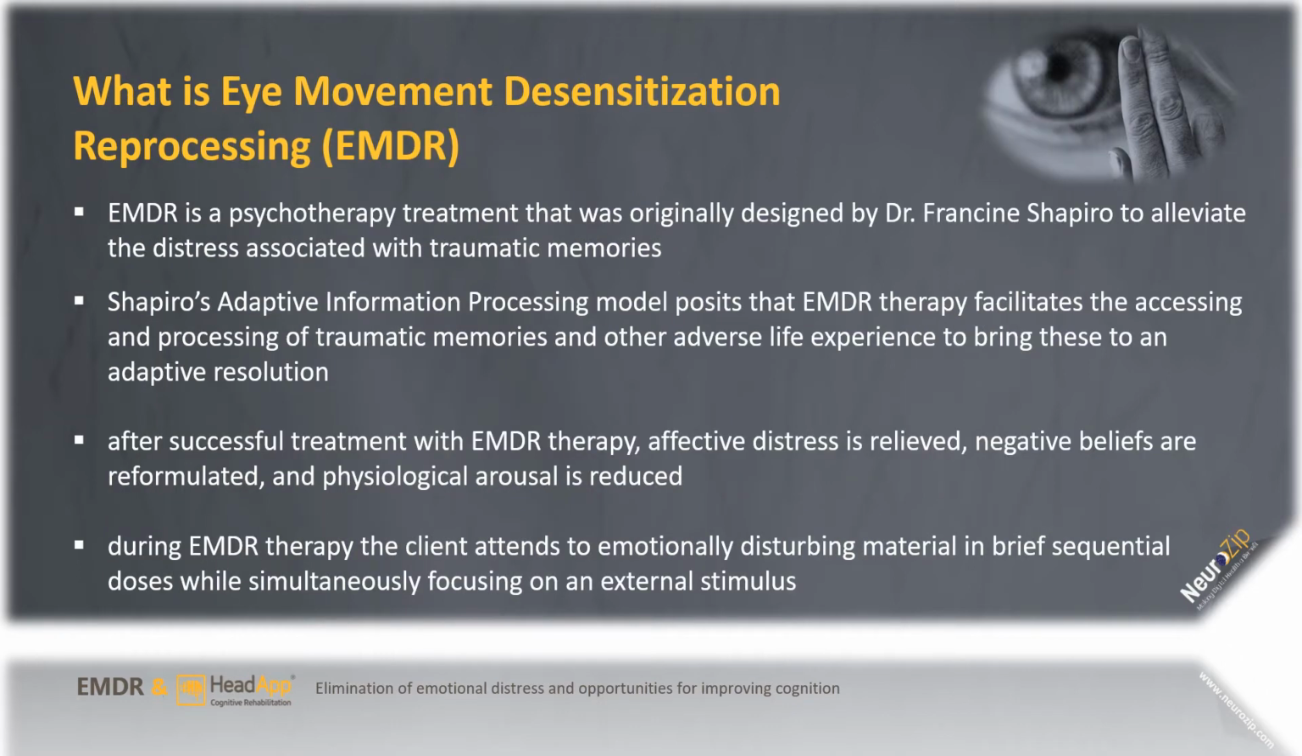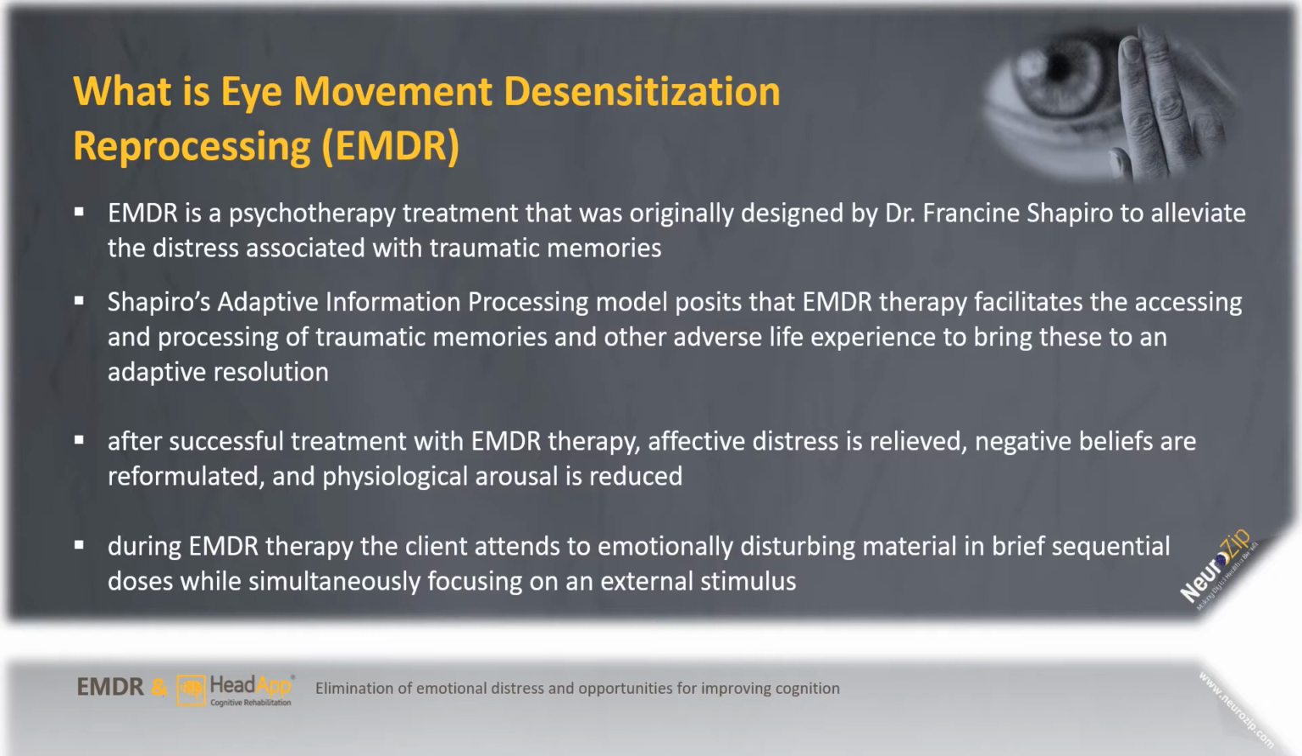EMDR is a psychotherapy treatment that was originally designed by Dr. Francine Shapiro to alleviate the distress associated with traumatic memories. She developed this in about 1990. She had a model called adaptive information processing that posited that EMDR therapy facilitates the accessing and processing of traumatic memories and other adverse life experiences to bring these to an adaptive resolution.